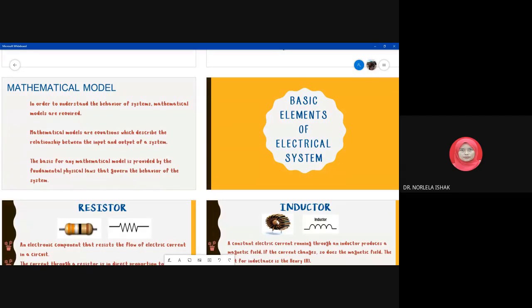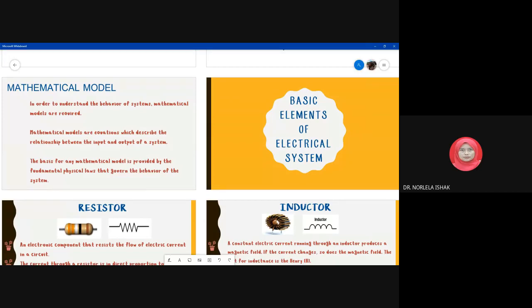And then the third one, the basis for any mathematical model is provided by the fundamental physical law that governs the behavior of the system. From this chapter, what fundamental physical laws will we use? For electrical systems, we will use Ohm's law. Hopefully everybody knows what Ohm's law is.